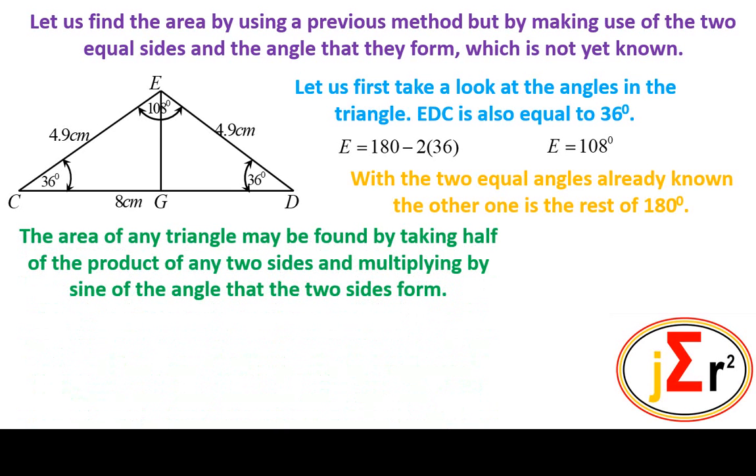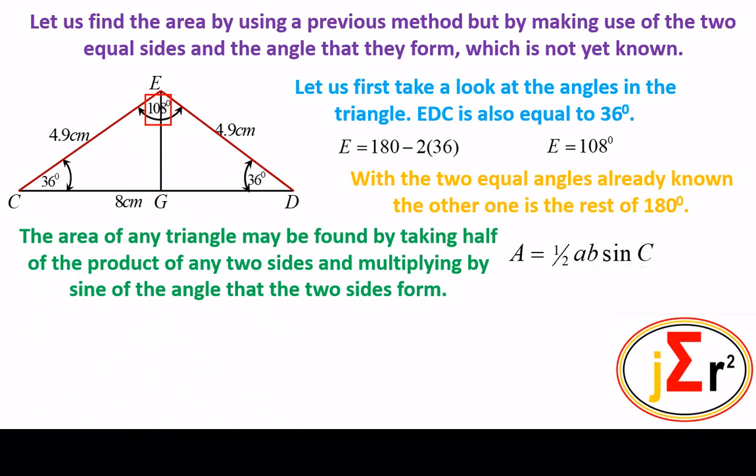The area of any triangle may be found by taking half of the product of any two sides and multiplying by sine of the angle that the two sides form. In these resources, this method of finding the area of a triangle will be coming up so often that it is going to be second nature for students to use it. Area is equal to a half ab sine C, which is our general formula, and I am not a slave to formula. I prefer to say that it is half the product of any two sides multiplied by sine of the angle that the two sides form.